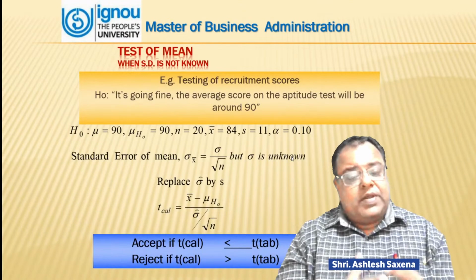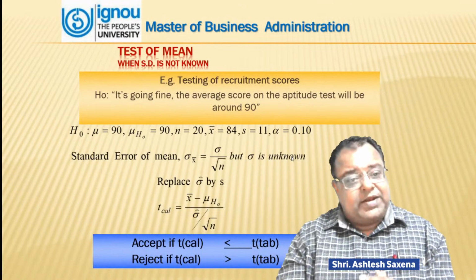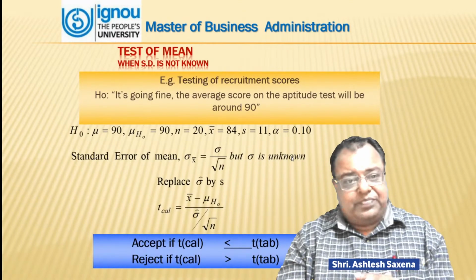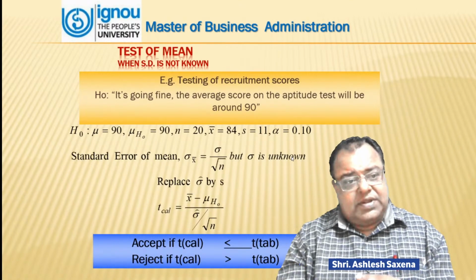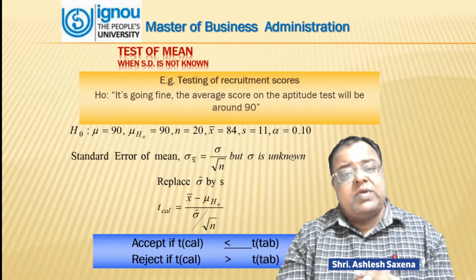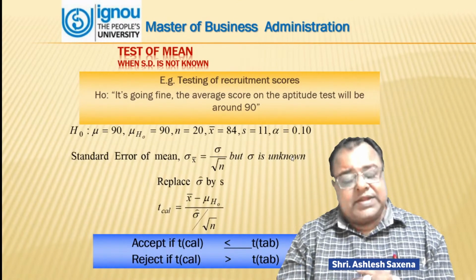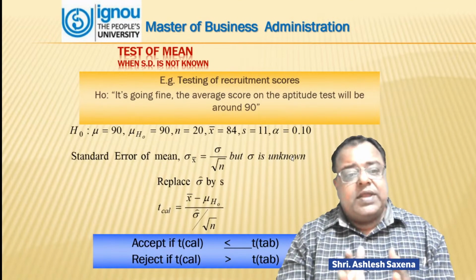Now, we are testing the mean when sigma is not known. Example, testing of recurrent scores. H naught: it is going fine. The average score of the reduced will be around 90%. That means we can say that H naught is mu equal to 90, and mu H naught will be 90.